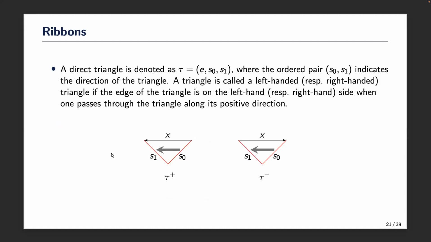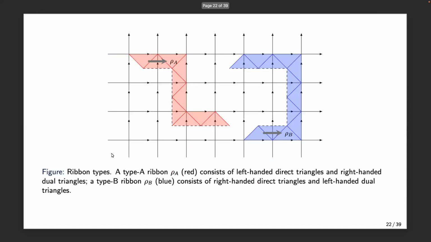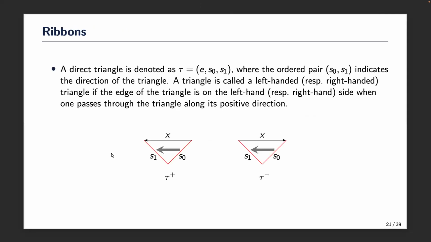The building block of a ribbon is the triangles on the lattice, like in here. These are two examples of ribbons in the lattice. A ribbon consists of some consecutive triangles. A triangle, signified by tau, consists of an edge and two adjacent sites S0 and S1, where the order of the sites indicates the direction of the triangle. Note that the direction of the triangle may not be the same as the direction of the edge.